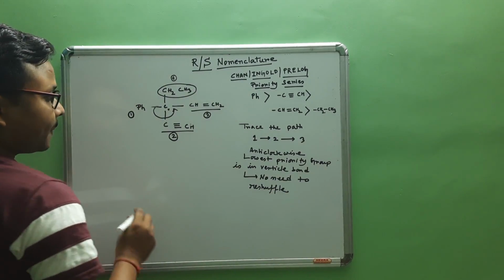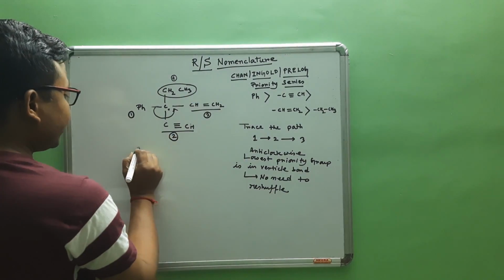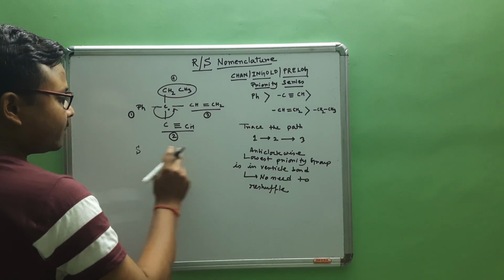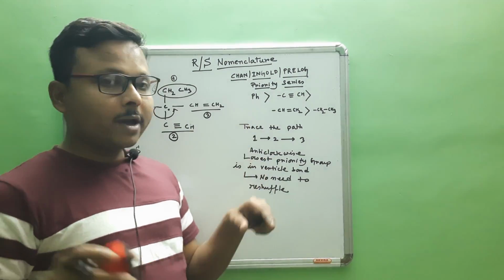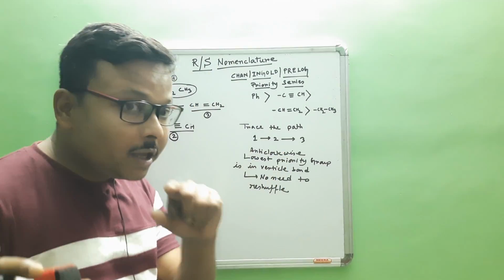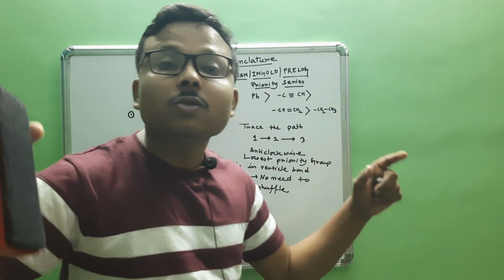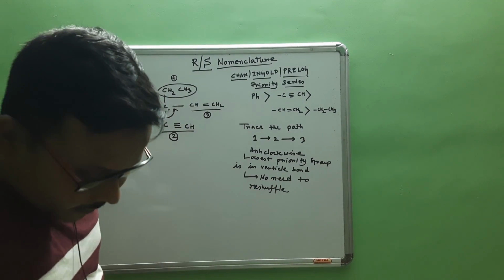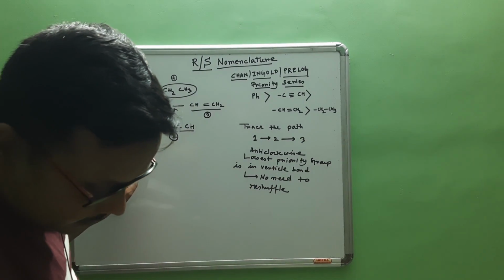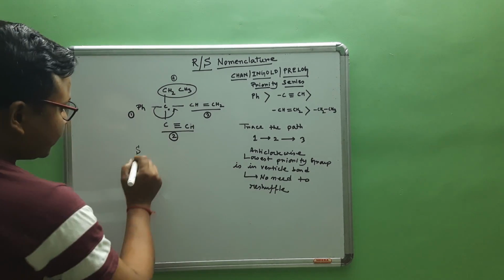So this is, ये एंटी क्लॉकवाइज है इसलिए ये जाएगा S. इसका नोमेनक्लेचर क्या है? S. Because when we are tracing the path 1, 2, 3, then it rotates anti-clockwise, so it is S, therefore it is S. तो इसका पूरा नोमेनक्लेचर क्या होगा? पहले बैठेगा S, तो S से शुरू होगा, उसके बाद क्या होगा?